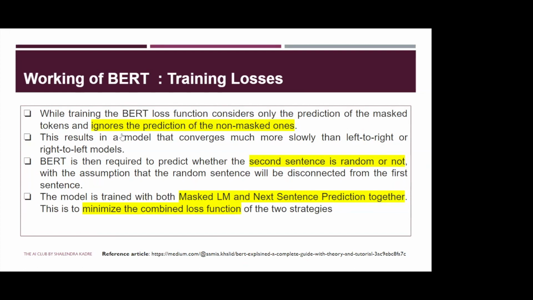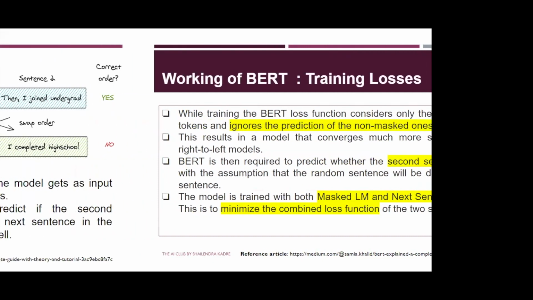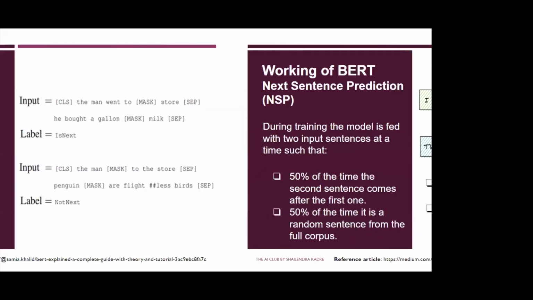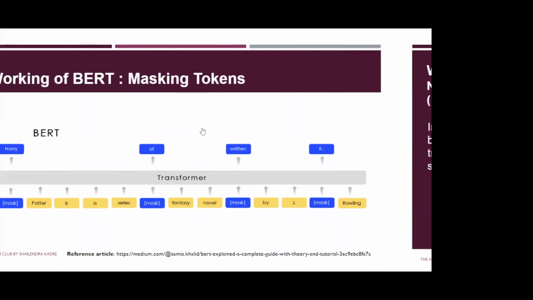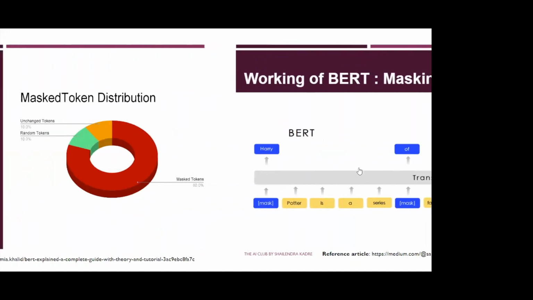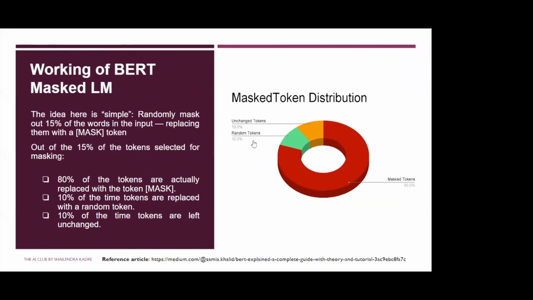If you remember, while creating those tokens, I said only 80% of the tokens will actually be replaced by the mask token. Only 80% of tokens are replaced by the mask tokens, 10% are replaced by random tokens, and 10% of tokens are unchanged.